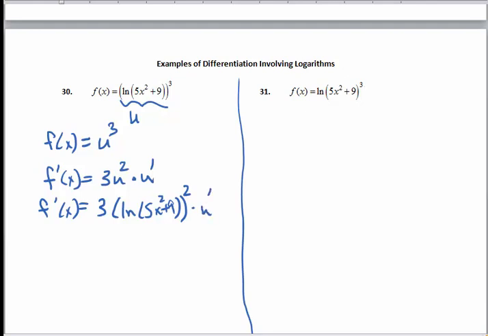But now the problem is u is itself another composition, right? It's really the ln of v, let's say. So I can think of u as being equal to the ln of v, where v is going to equal 5x squared plus 9. So what would u prime end up being? It would really be v prime over v. But again, v is going to be equal to 5x squared plus 9, right?